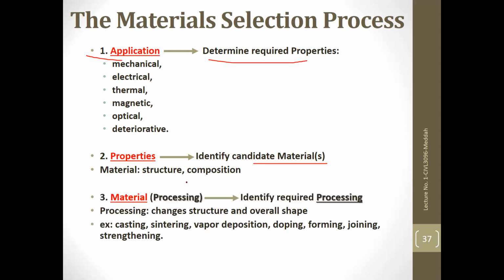And then, of course, for these candidate materials, the processing will also be determined. What kind of processing is needed or required for this specific type of material to be manufactured. Because the production process or the manufacturing process of materials is different, of course, from one material to another. The process of manufacturing is different.